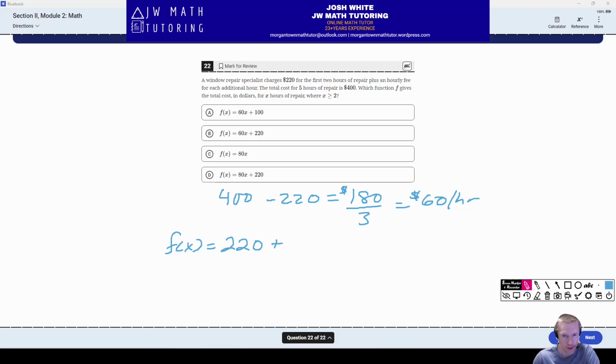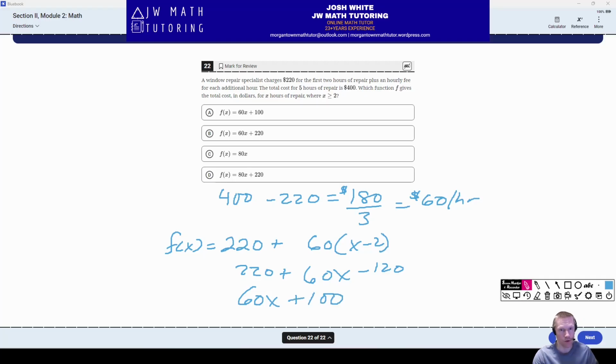$220 for the first 2 hours plus $60 times, and here's the important part, x minus 2. Because when you're plugging in the total hours of repair, if you have a job that's 5 hours, we don't multiply 5 times 60. We only multiply 3 times 60. So that's why we have to do x minus 2, because the first 2 hours are already taken into account for the $220 cost. So this is the equation. Then you could just simplify this out, by distributing and then combining like terms. You should get 60x plus 100, which is answer choice A. That is the correct answer.